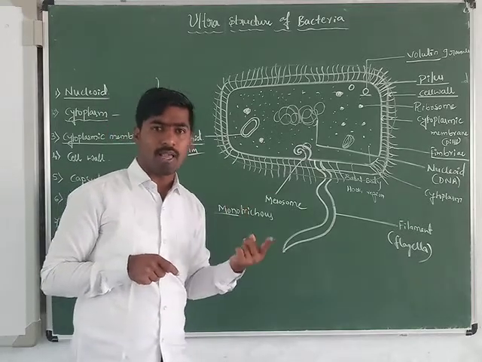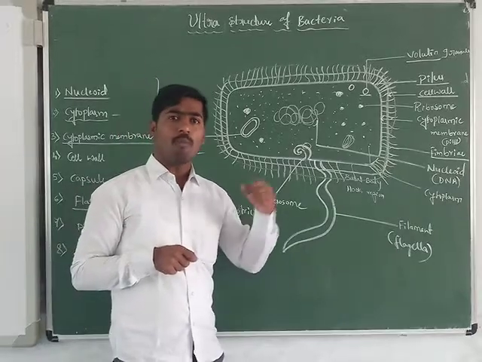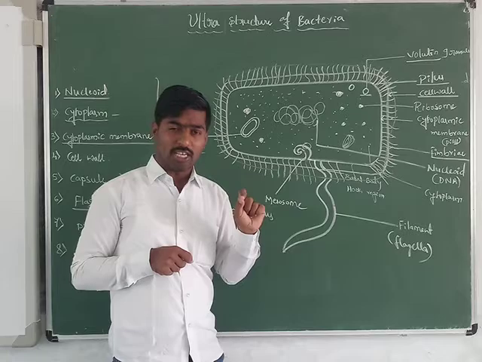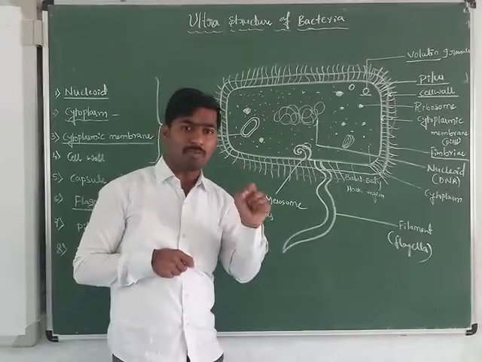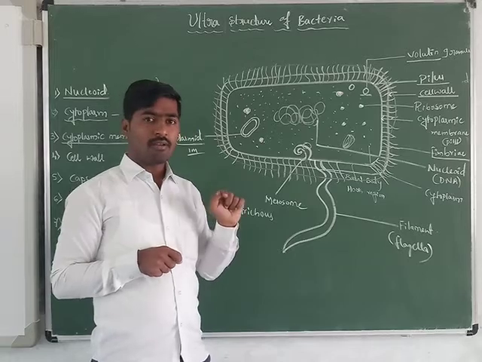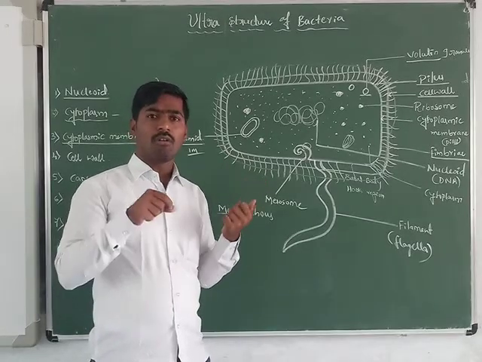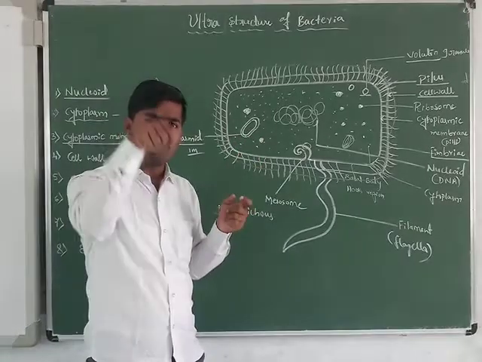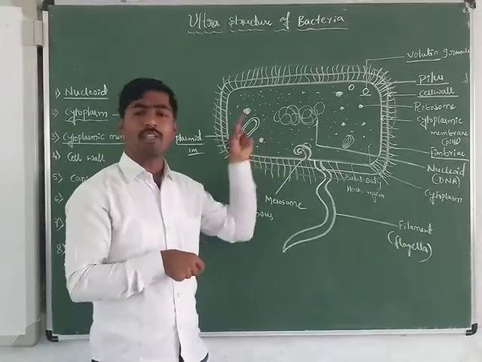Normal pili are helpful for the motility of the bacteria cell, and the other one is sex pili. Sex pili are helpful for attachment to the host cell, and this helps the multiplication of the bacteria.